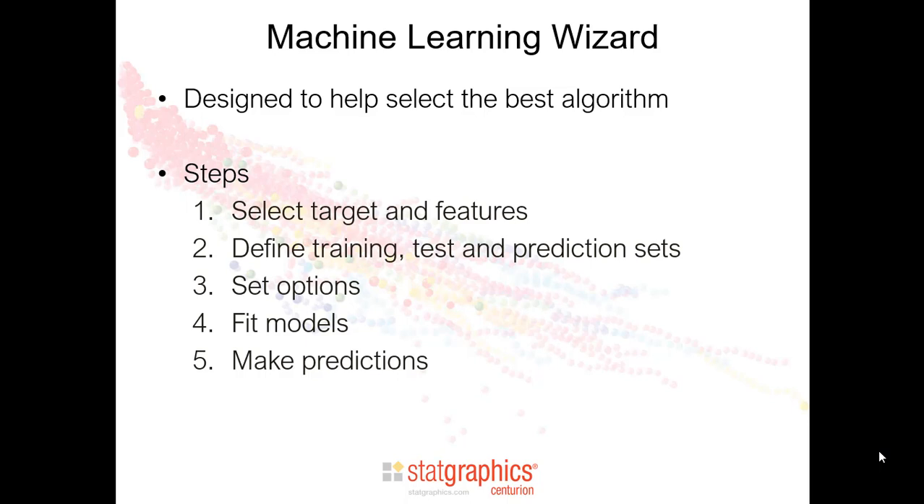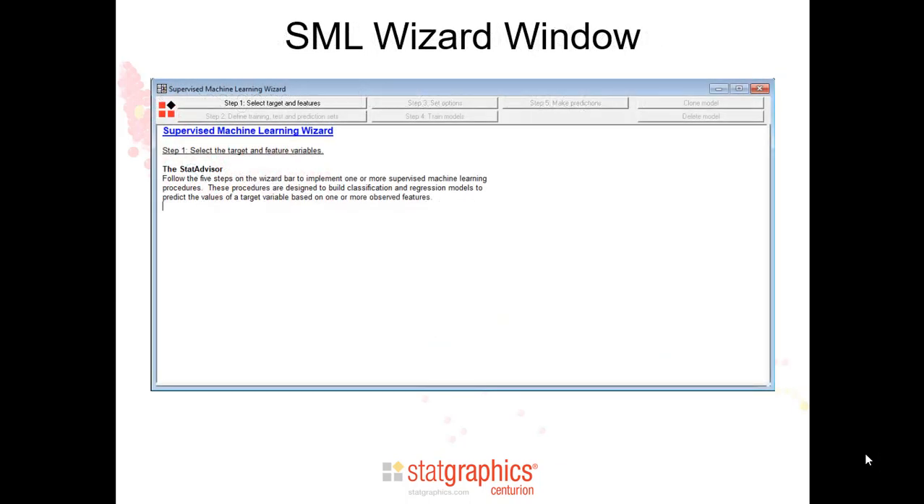The big advantage of using the wizard, if you want to fit more than one model, is that you only have to specify the data once. When you select Wizard from the Statgraphics Learn menu, this window will open. It has a toolbar with buttons for each of the 5 steps, plus additional buttons for cloning a model or deleting a model. As you go through the steps, a summary of what you've done will be added to the main part of this window.